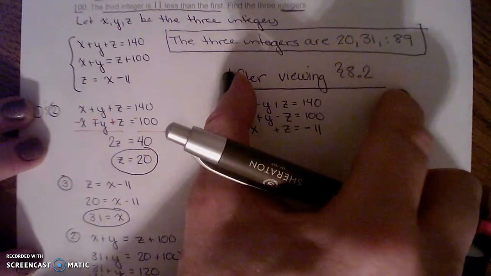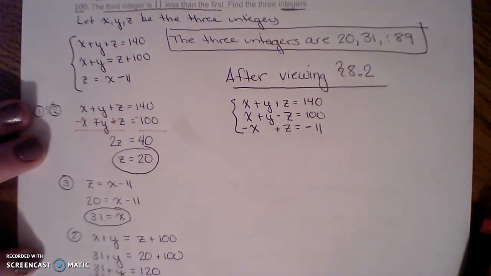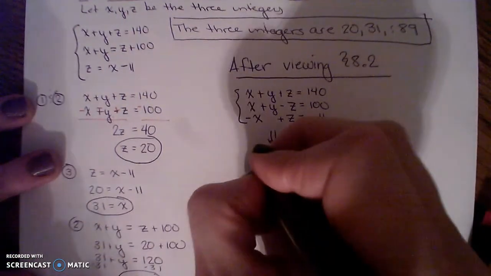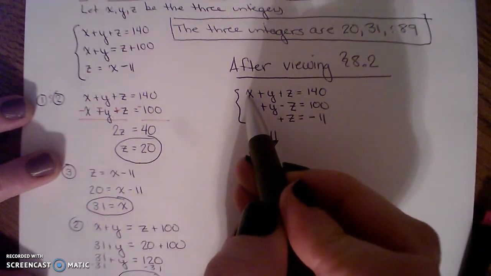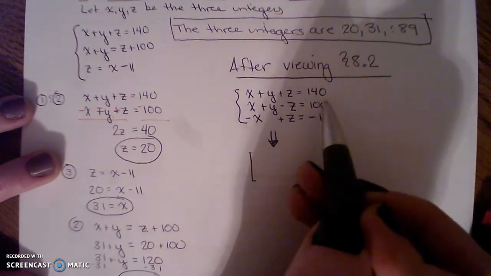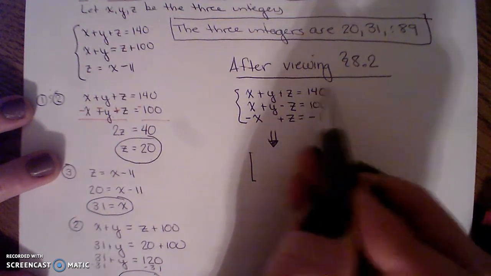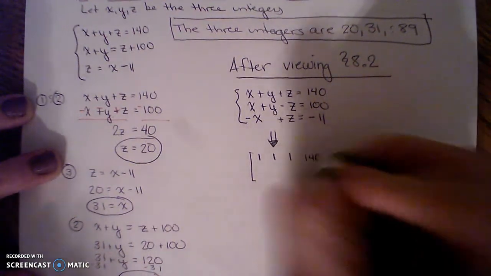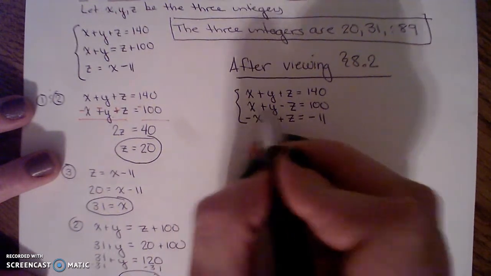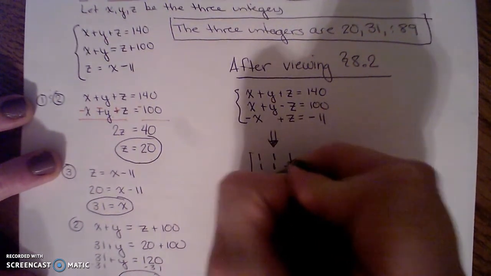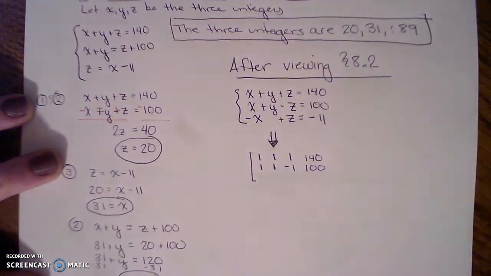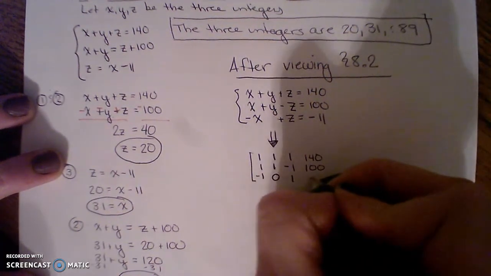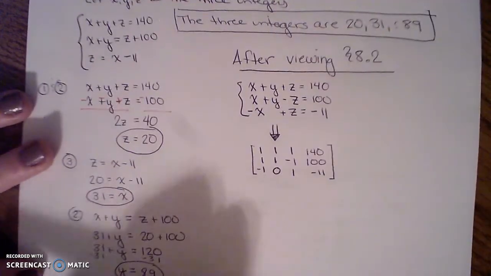Again, after you view the video for section 8.2, you learn about matrices. And you can put this system into a matrix. It's called an augmented matrix. It looks like this, where we use the coefficients of x, y, and z, and then last put the number that those are equal to. So 1, 1, 1, 140 represents the first equation. Here we have 1, 1, negative 1, 100, which represents the second equation. And negative 1 for x, 0 for y, 1 for z equals negative 11 represents the third equation.